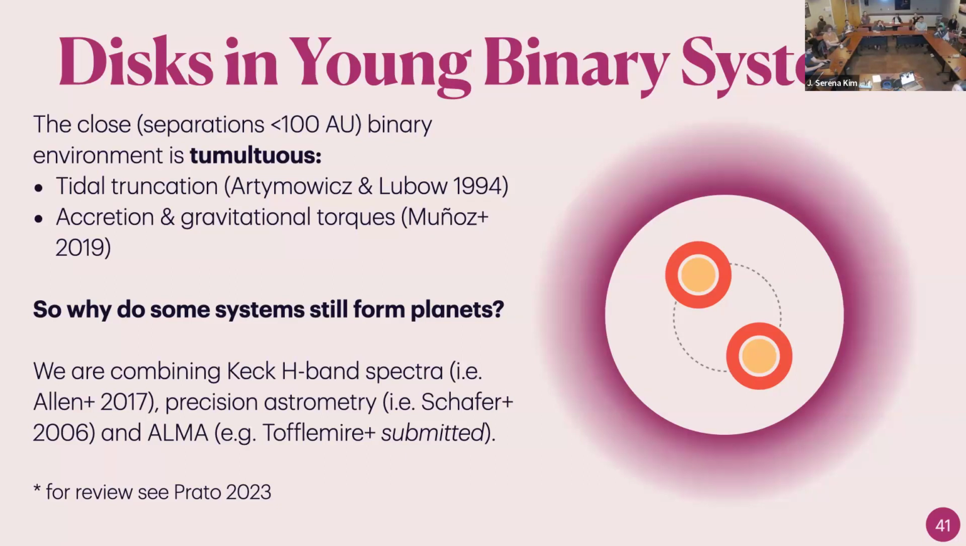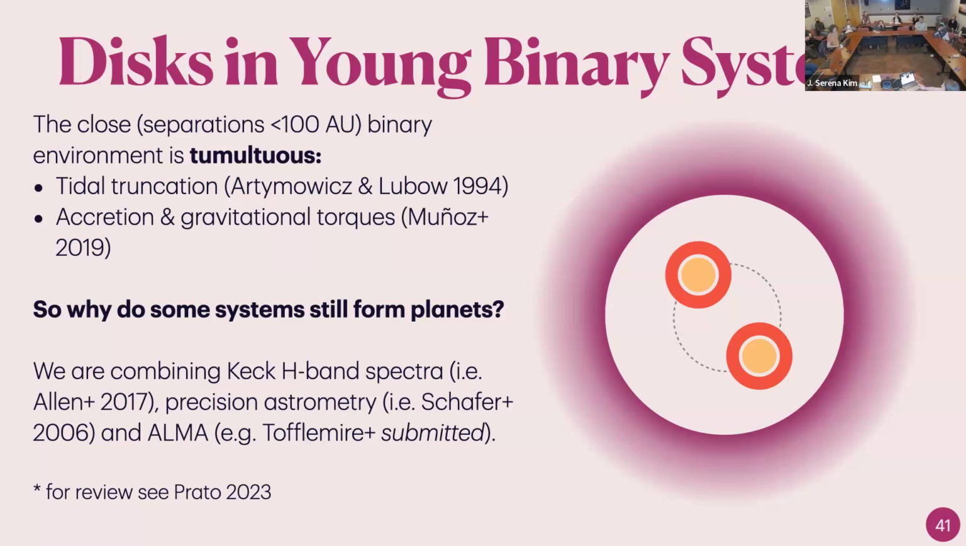There's accretion. But nonetheless, some of them do still form planets. It's definitely, like I said, not the norm. But some of these disks are massive enough and stick around long enough for planets to form. And so we're just trying to figure out why. We have a combination of a ton of H-band spectra from Keck, as well as precision astrometry that dates back like 30 years. It's wild. As well as ALMA data to look at these systems. And so I just wanted to plug that because I know that there's lots of binary people around here somewhere.